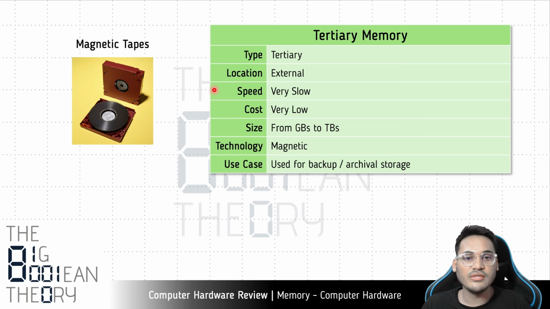The speed is very slow because you don't need to use them every day. These are very cheap first of all and can store a large amount of data, and are very slow in speed. So we talked about the speed. The cost, as we said, is very low and they can store large amounts of data. That is why they are used for backup and archival. Finally, the technology, as the name says, is magnetic in nature and these are persistent forms of memory.